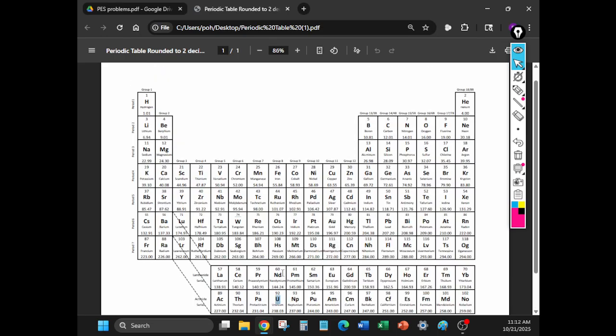It's a metal. Krypton, far right, it's a non-metal. Germanium's the one that's a little bit tricky. This is a metalloid because it's in this little staircase diagonal area. Okay, that's it. So just know that pattern.